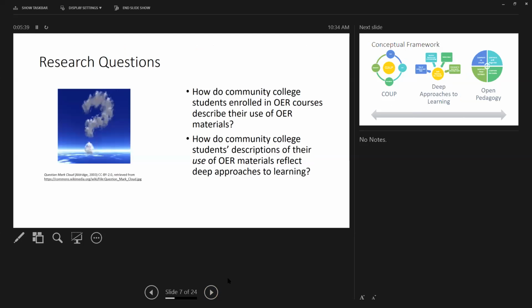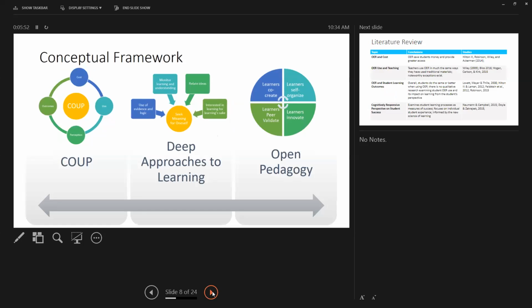The research questions that drove this study were, how do community college students enrolled in OER courses use OER materials? And how do community college students' descriptions of their use of OER materials reflect deep approaches to learning?